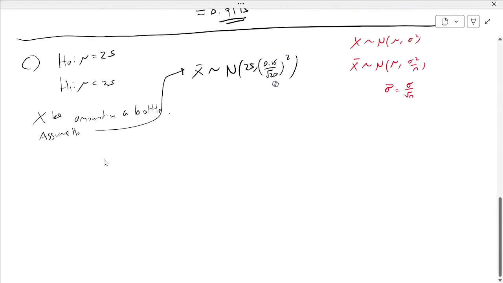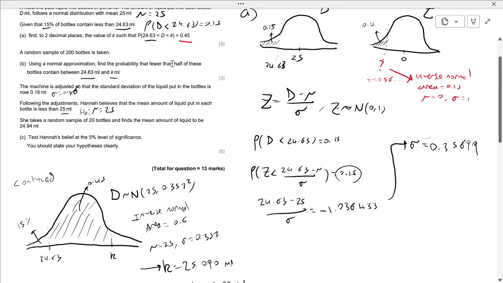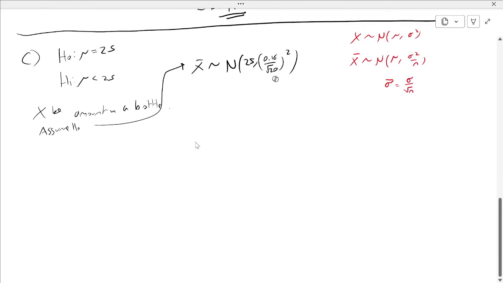Brilliant. So, first thing to tip you up on the hypothesis testing is the sample average, where you adjust the standard deviation. I've adjusted the standard deviation, so now I can get on with it just as you would do with binomial or any hypothesis testing. So, we calculate what we observed. She observed 24.94 milliliters. Okay, so what is the probability that we got 24.94?